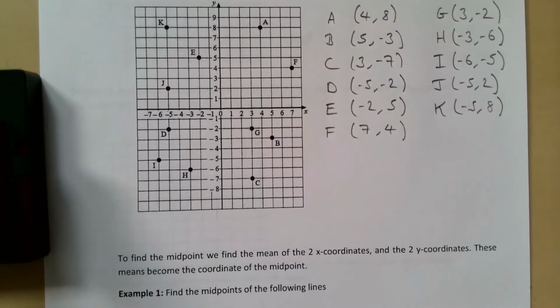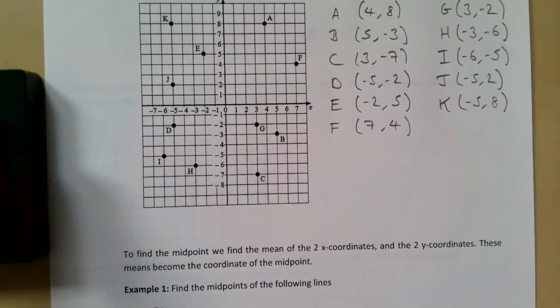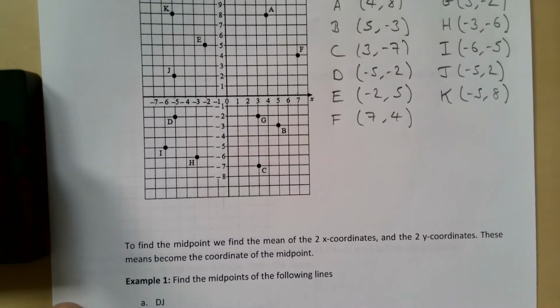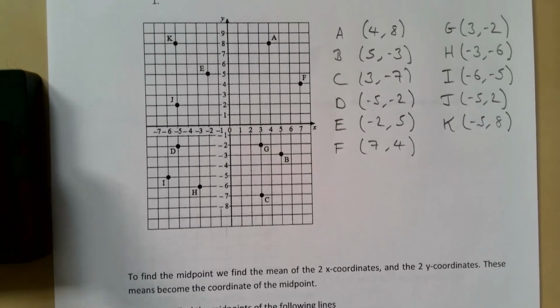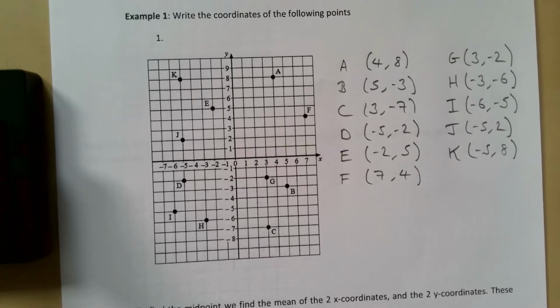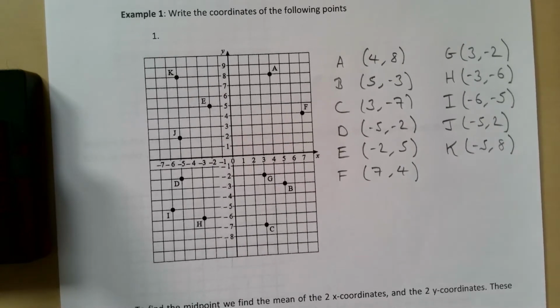To find the midpoint, find the mean of the 2 x coordinates and the 2 y coordinates. These means become the coordinate of the midpoint. Find the midpoints of the following lines. So from D to J. D is minus 5 minus 2, and J is minus 5, 2.